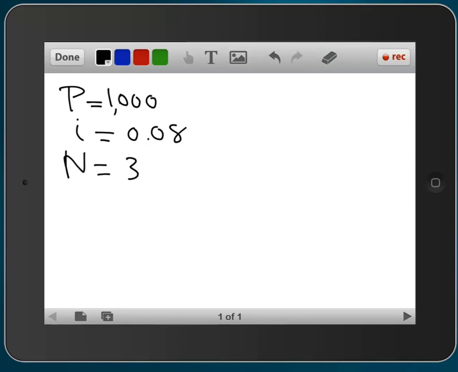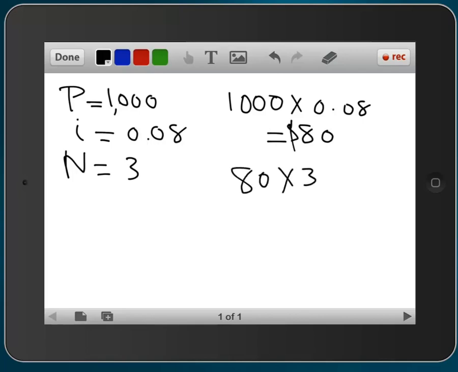Since the interest should be charged on the principal amount, which is the 1,000, the interest for each year will be 80 dollars. So if we multiply 1,000 multiplied by 0.08, that's equal to $80, and that will be the amount charged for every year. So 80 times 3 will equal 240.